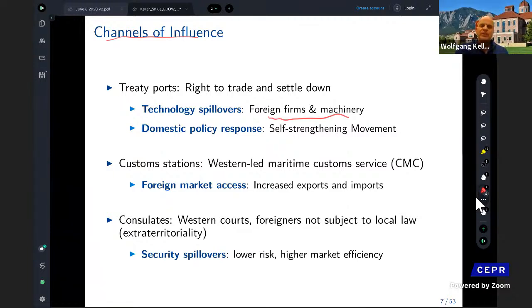Now, these customs stations were important because, after all, the main point of interest of Western countries was to increase their foreign trade with China, and so we're going to study some mechanisms related to foreign market access. And finally, these consulates, we believe, and we try to convince you of, provided important security spillovers in the sense that they lowered the risk of all sorts of economic transactions, but in particular, capital market transactions.